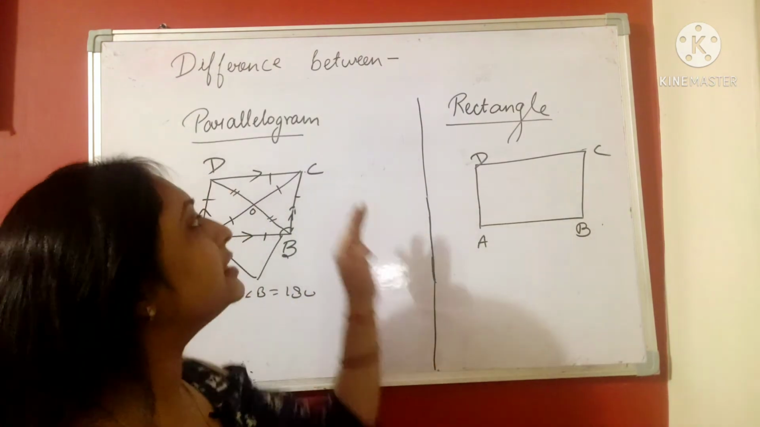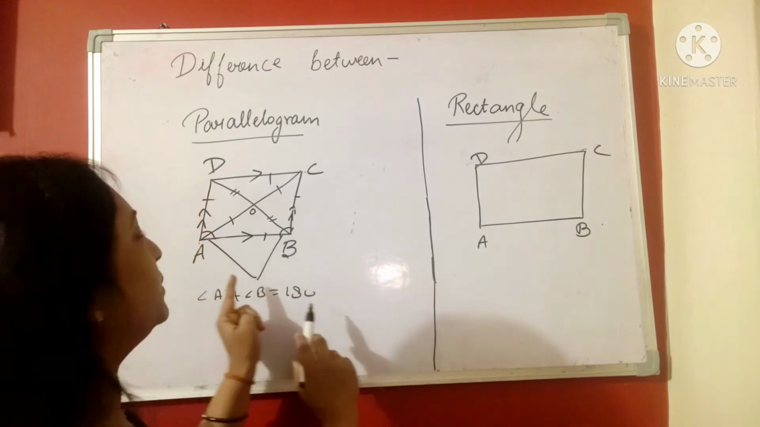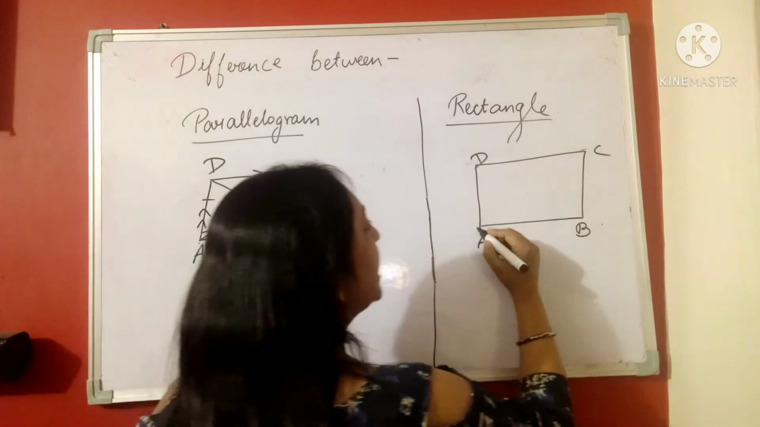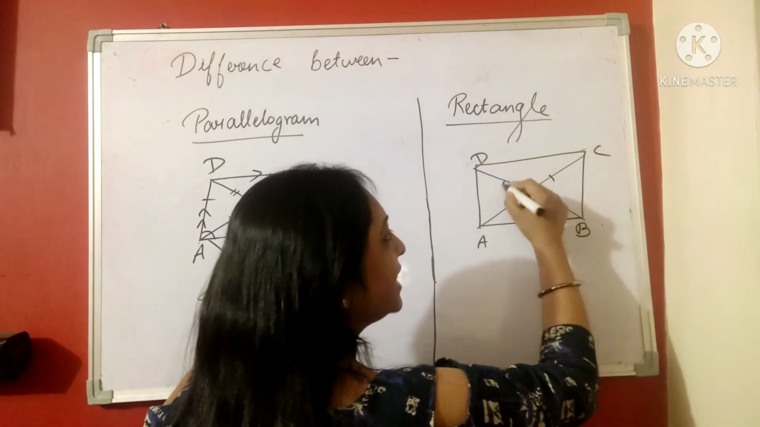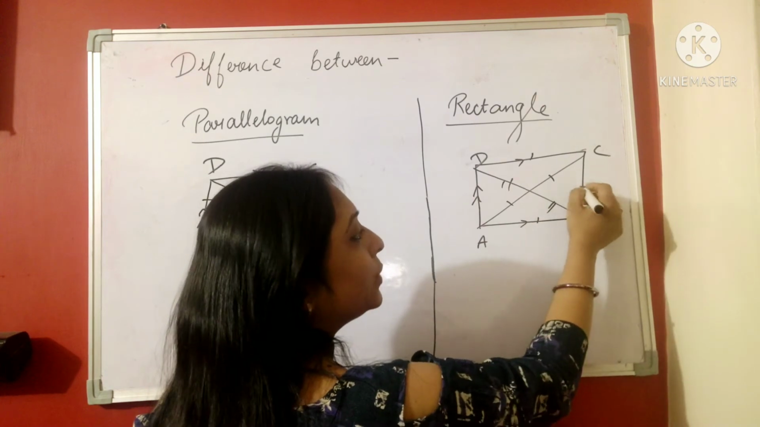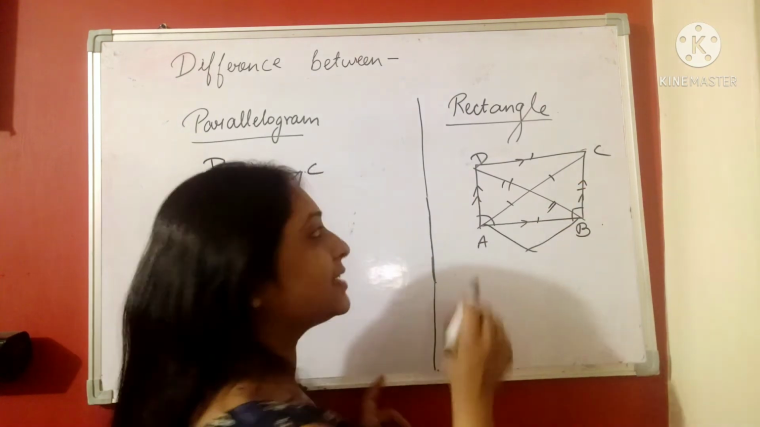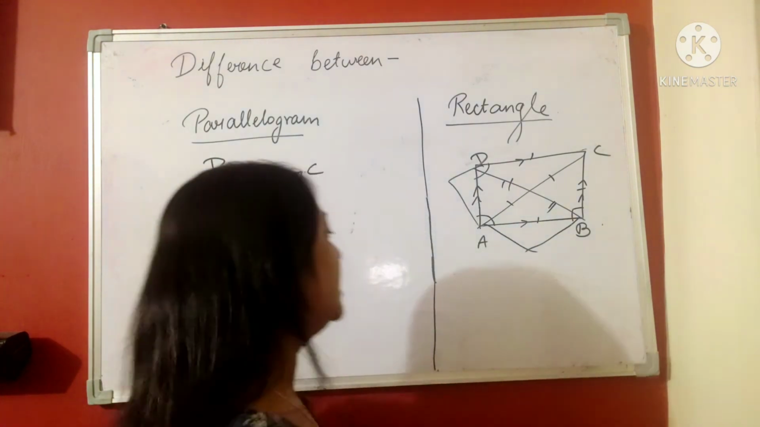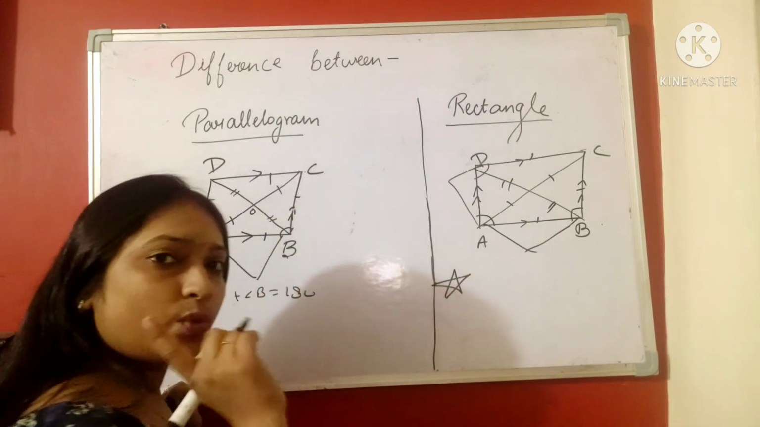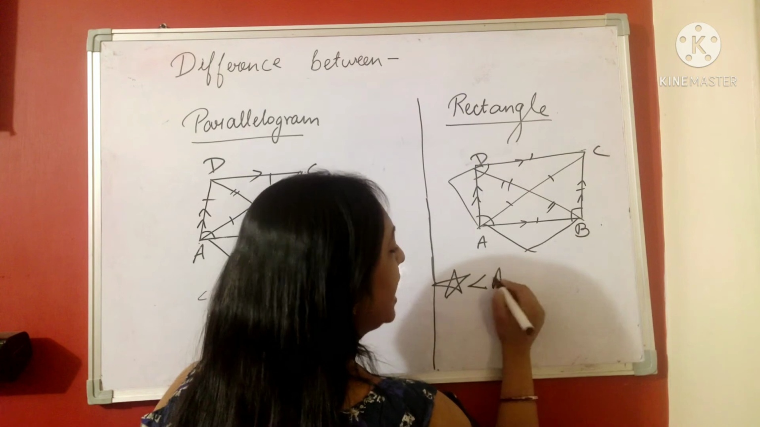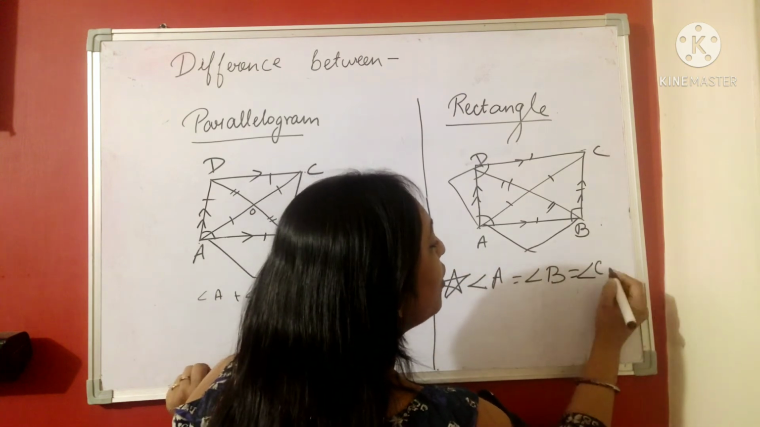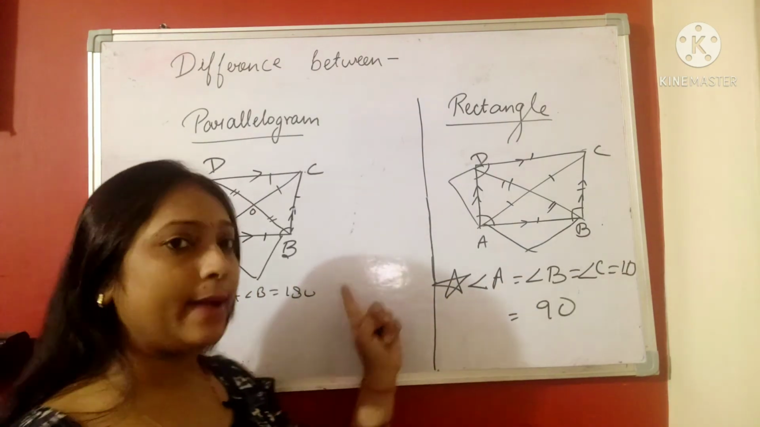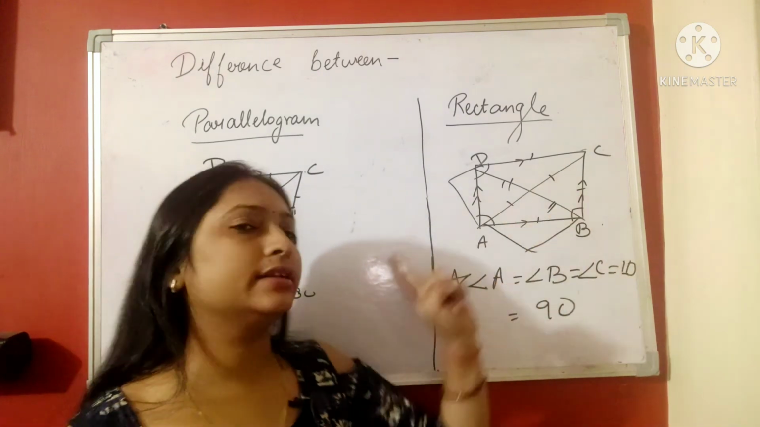Now rectangle is a type of parallelogram. So all the properties of the parallelogram are inherited by the rectangle. Right? That means diagonals will be bisecting each other. Opposite sides are equal and parallel. Adjacent angles are supplementary. Now, if all the properties are inherited, then what is the difference? The very first difference is, in rectangle, all the angles are of 90 degree. Right, but it is not necessary in the parallelogram, but in rectangle all the angles are 90 degree.